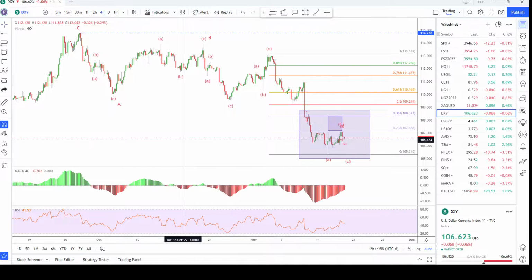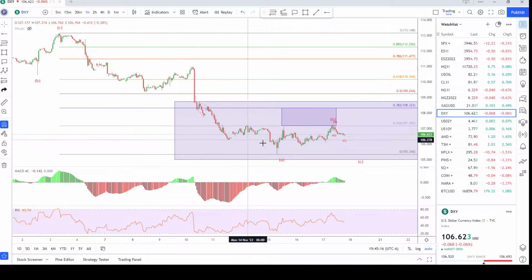Looking at the US dollar index, this is the 4-hour chart. And we're still down in this range over here. And I still see this as we're making an A, a B, and we're coming down for C. So on Tuesday, I'm going to zoom in here. Tuesday, I said, we had this impulse up. And I was expecting price to come into this range and get rejected.